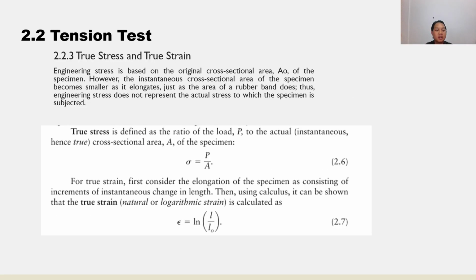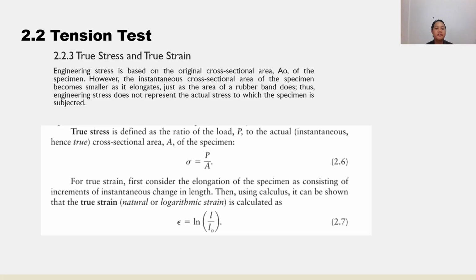Next is true stress and true strain. Engineering stress is based on the original cross-sectional area A0 of the specimen. However, the instantaneous cross-sectional area of the specimen becomes smaller as it elongates, just as the area of a rubber band does. Thus, engineering stress does not represent the actual stress to which the specimen is subjected. True stress is defined as the ratio of the load P to the actual cross-sectional area of the specimen.